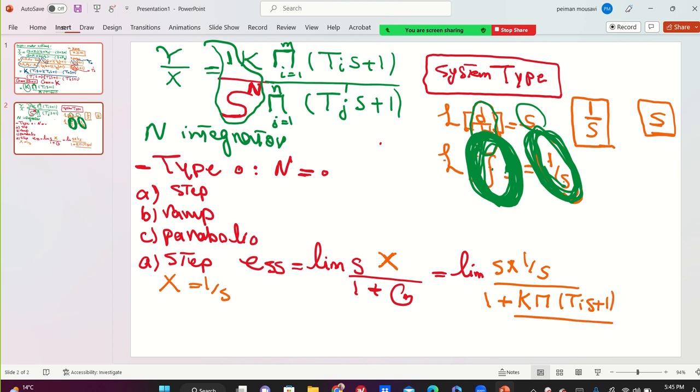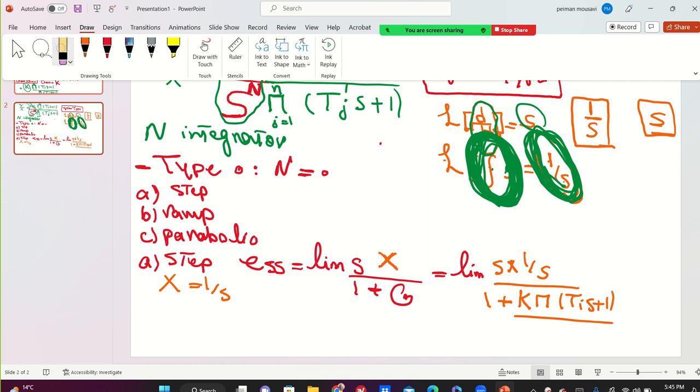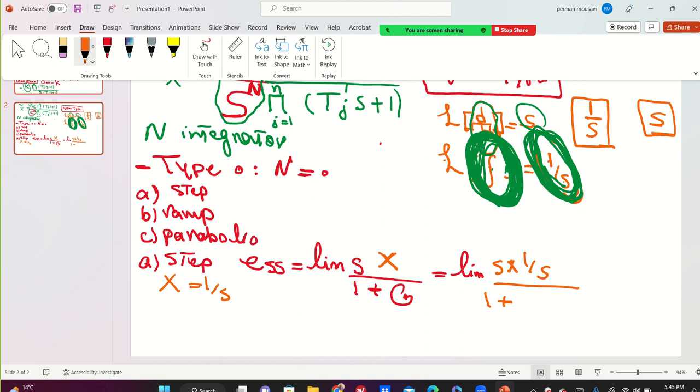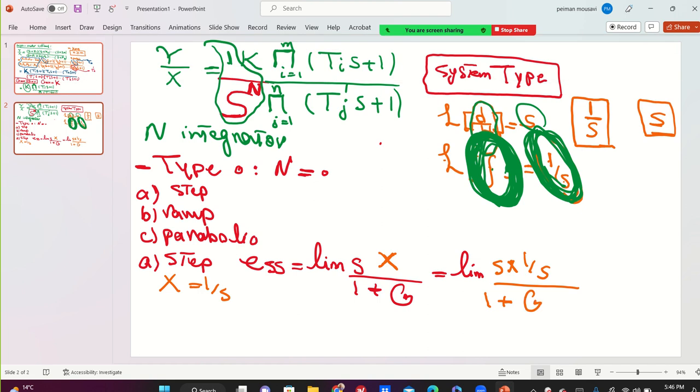Let me keep it like that, guys. I don't want to go in. Hold on. Okay. And G. Because your system has no integrator. So when s goes to 0, this s with this s goes away. So this is the limit of 1 over 1 plus G at s equals 0, because this is G of s, right.